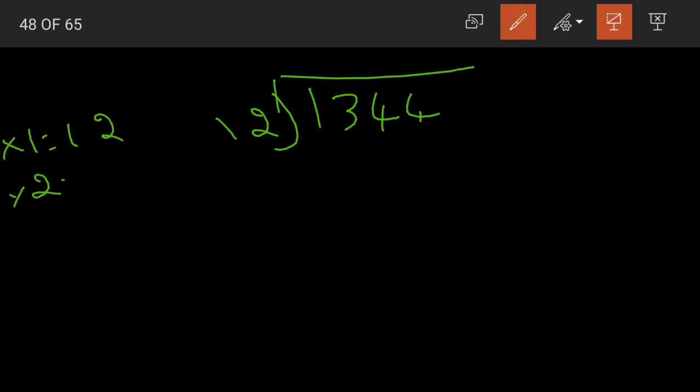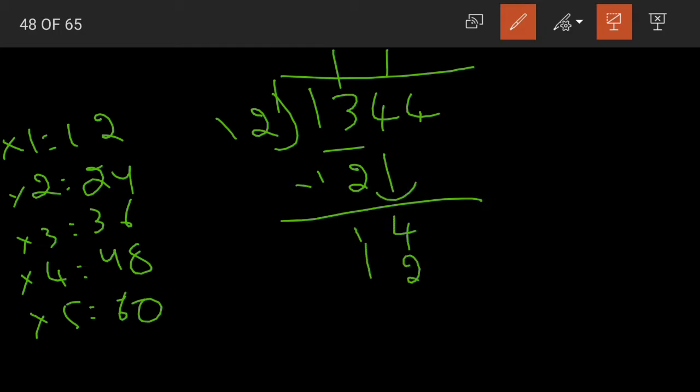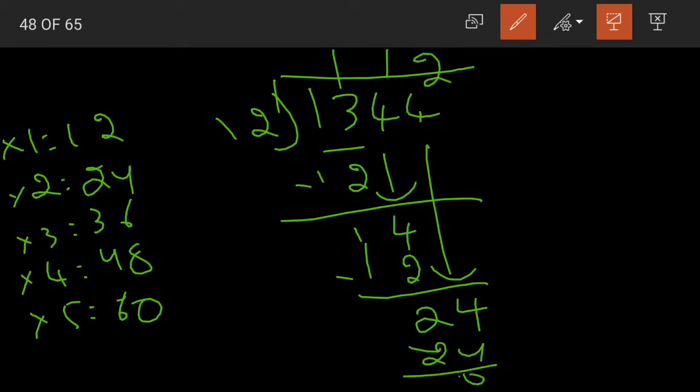When we divide that, what will we get? We will get the cost of one calculator. Yes or no? Yes. So let us start dividing. Now 12 ones are 12. When we subtract, 1, 4 again. 12 ones are 12. When we subtract 2, 4 brought down. 12 twos are 24. When we subtract, 0 is our answer.